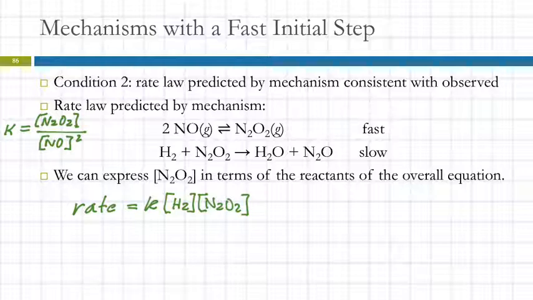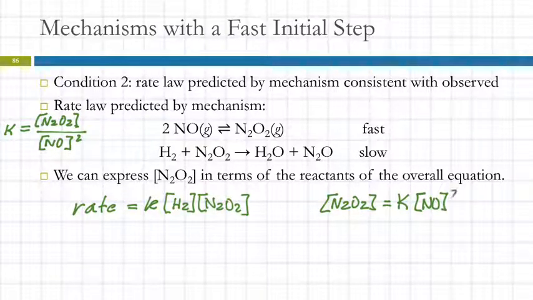So then we can take this equilibrium expression and we can solve that for N2O2. I didn't really leave myself any room for that, so I'm going to do it over here. If I want N2O2 by itself, N2O2 is equal to the equilibrium constant times NO squared. In this equation, I'm just multiplying both sides by NO squared, and I get N2O2 equals K times NO squared. Everybody on board with that?